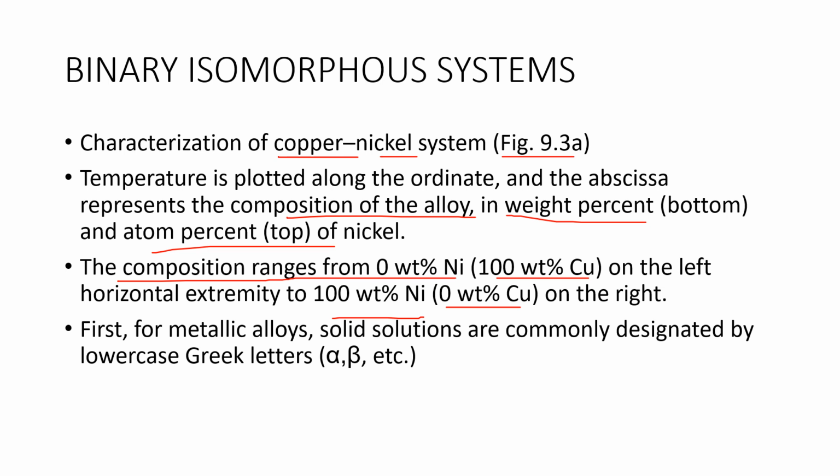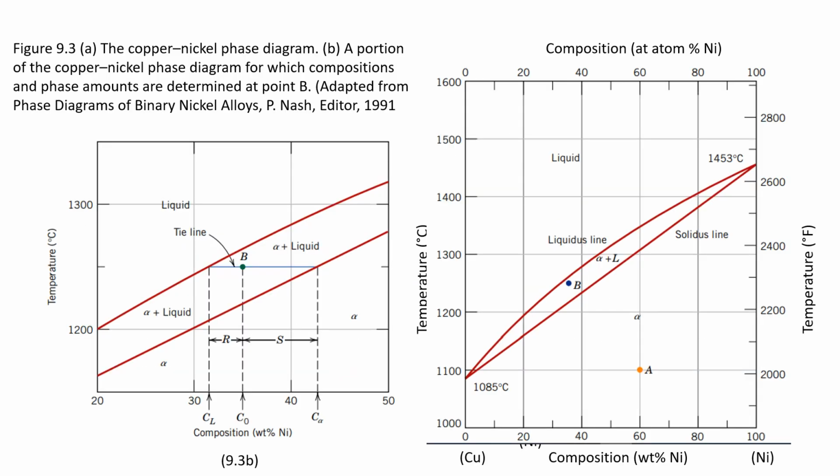First, for metallic alloys, solid solutions are commonly designated by lowercase Greek letters. So we must know about the representation of the solid solutions for different alloying elements or different substances. The solid solutions are represented by alpha, beta, and so on. This is the binary phase diagram for the copper nickel system, a portion of which is shown, for which composition and phase amounts are determined at point B.